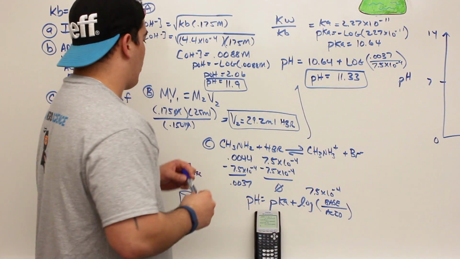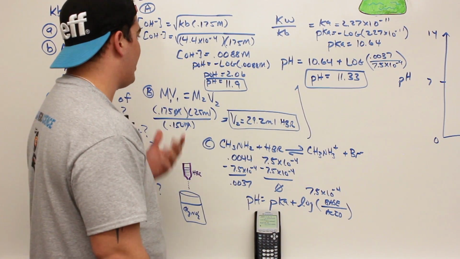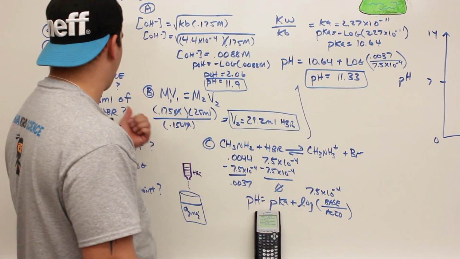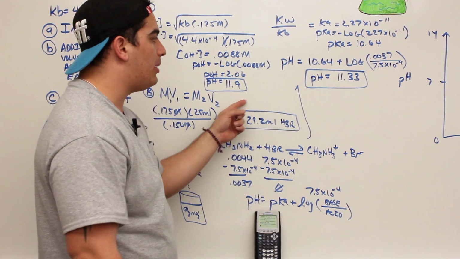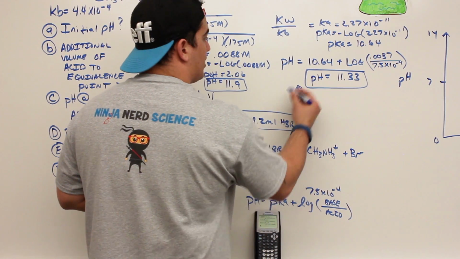Okay, so what happened then? I went from 11.9 to 11.33. Well, I didn't really add very much HBr. I only added 5 mils, but still, what happened? The pH went down a little bit. So that's a good thing. So we're definitely showing some positive signs there.